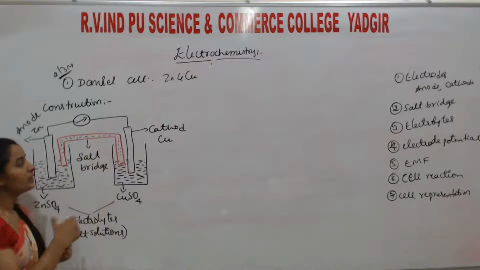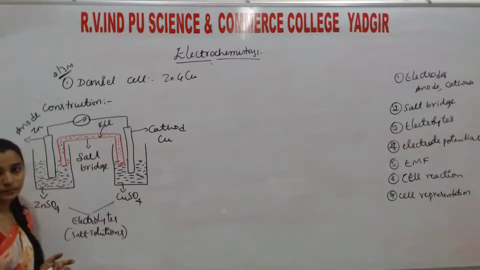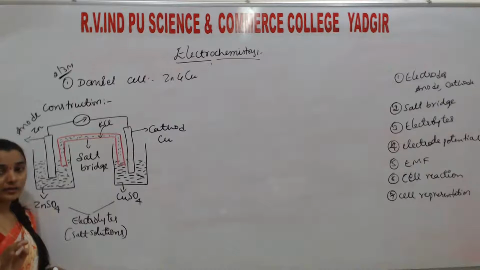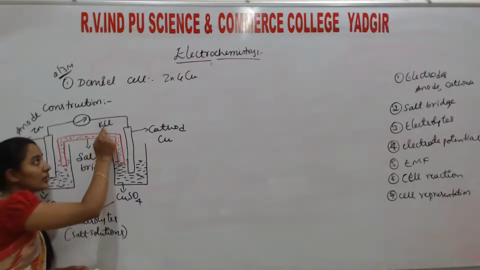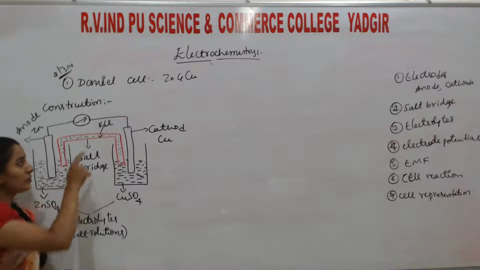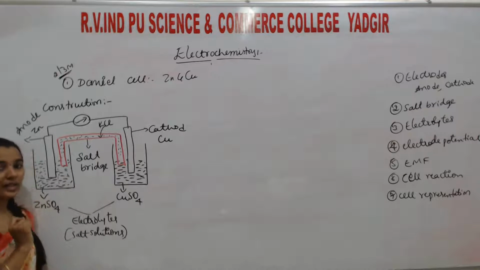So this salt bridge consists of a KCl solution. Those are non-reactive ions, K plus and Cl minus. They are non-reactive ions. Are you getting? They never get involved in the reaction, but they help to transfer electrons from here to here.